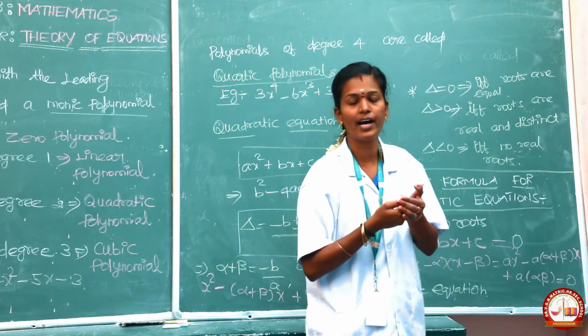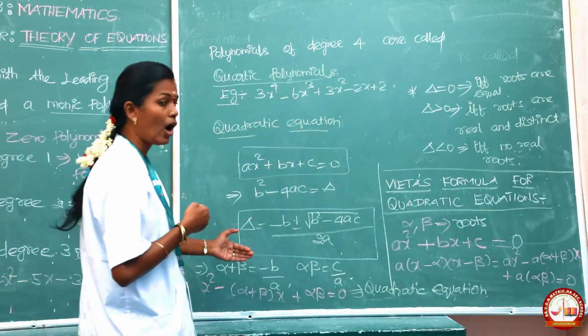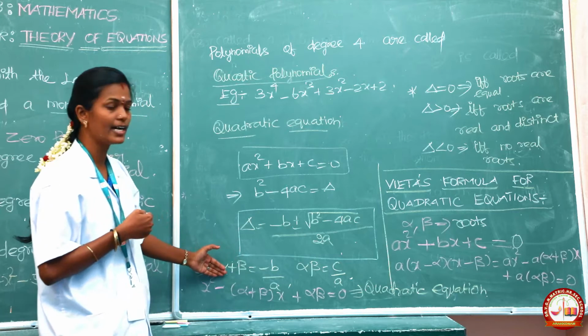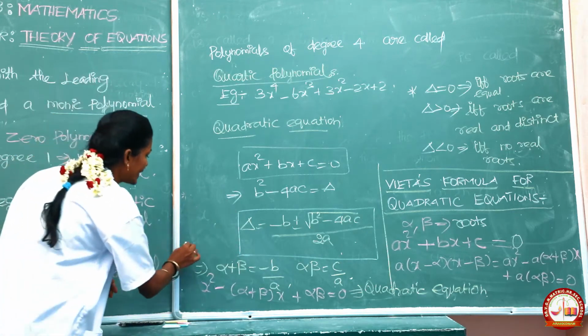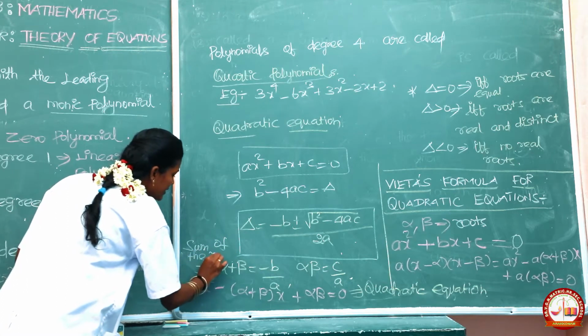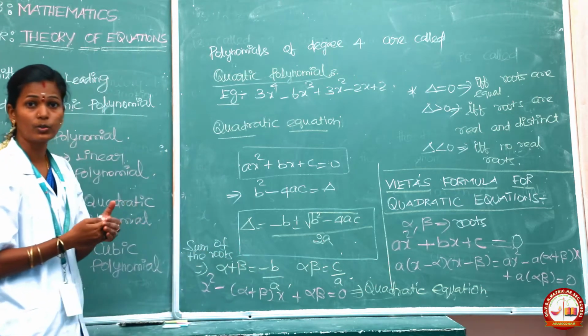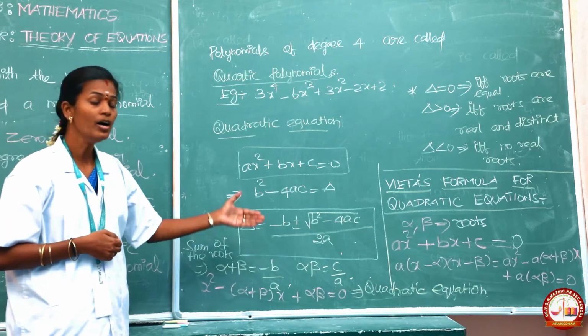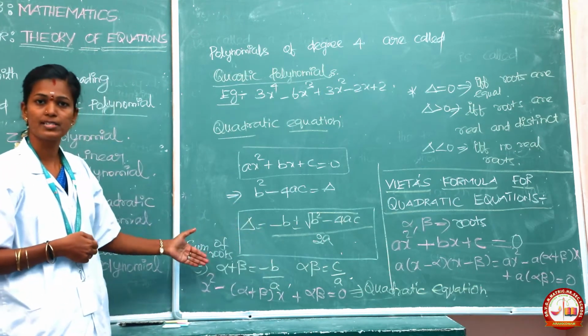Here we find out the value. Alpha plus beta is the sum of the roots. It can be considered as the sum of the roots, where the sum of the roots alpha + beta is equal to -b/a. This is the formula for the sum of the roots.